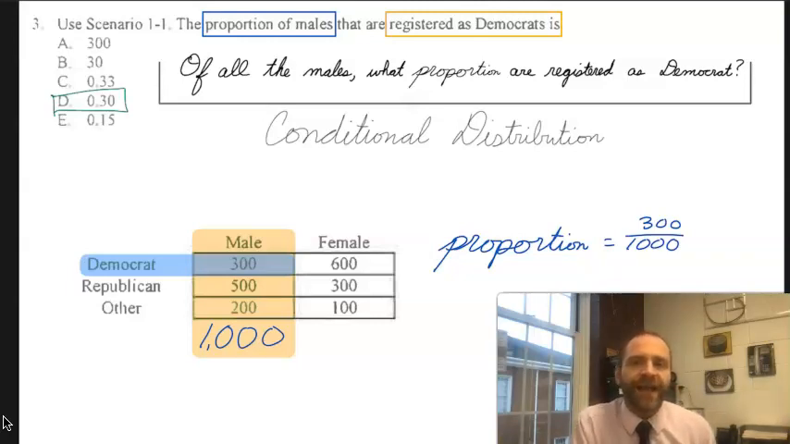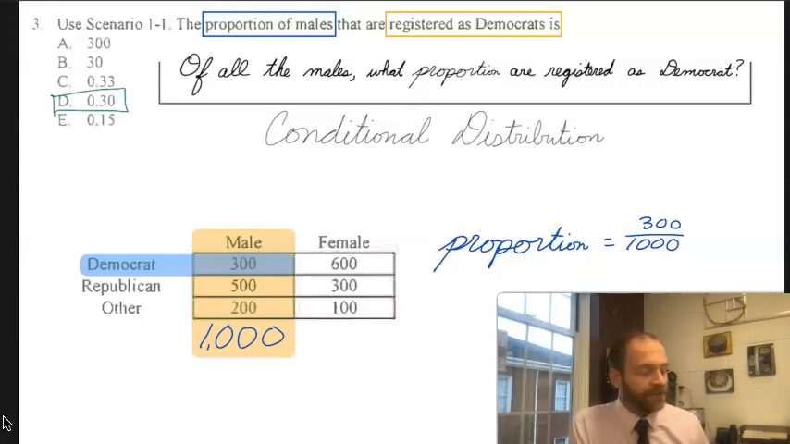However, look at choice A. Choice A was 300. Do you see how A uses a count from the table? It doesn't use the proportion from the table. So that's something to keep in mind here, that we would have crossed out right away because we know proportions are between 0 and 1. And A is a count, it's not a proportion. Interesting.